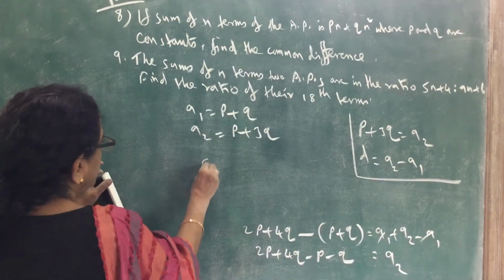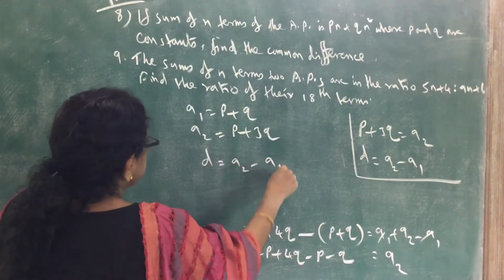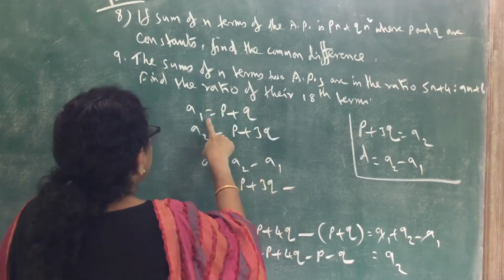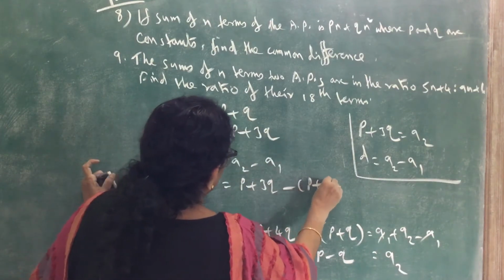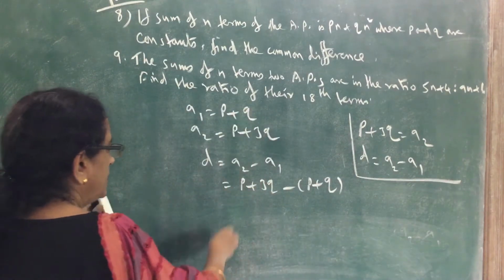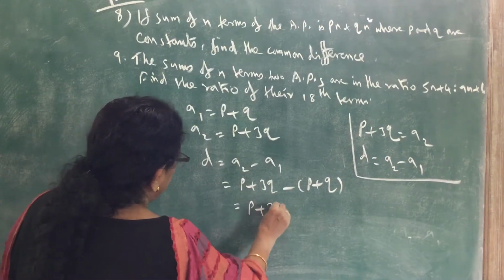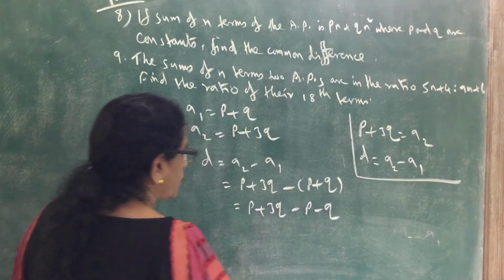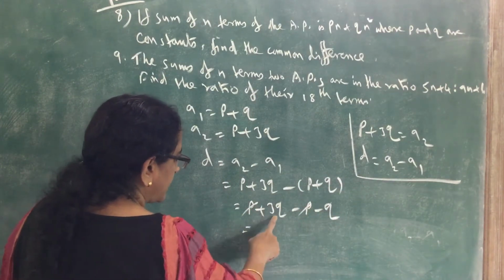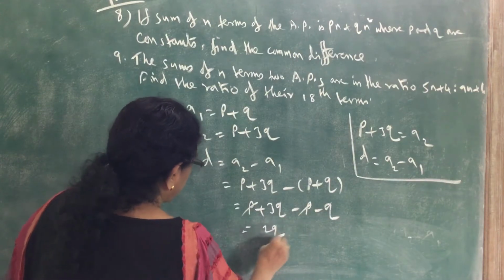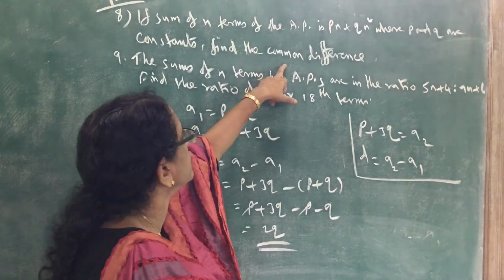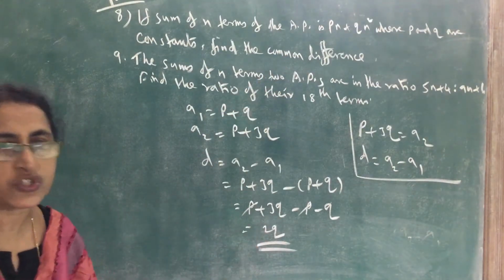Therefore D equal to A2 minus A1, that is P plus 3Q minus (P plus Q). Open the bracket: P plus 3Q minus P minus Q. P minus P cancels, 3Q minus Q is 2Q. So the common difference D equals 2Q. The question is to find the common difference, so the common difference is 2Q.